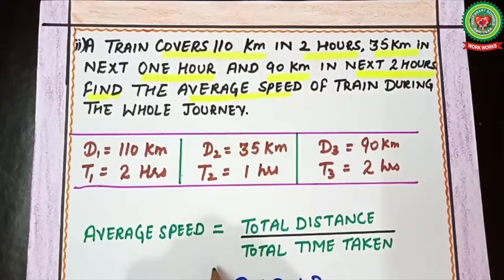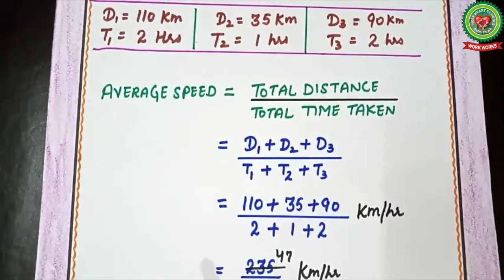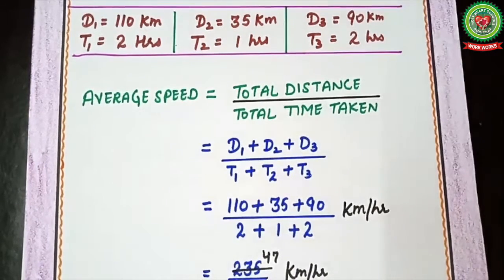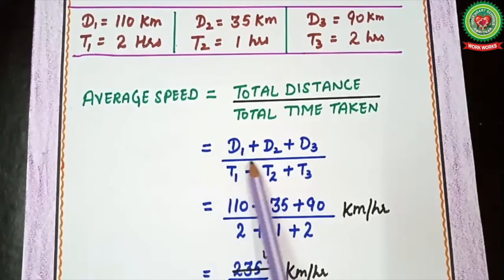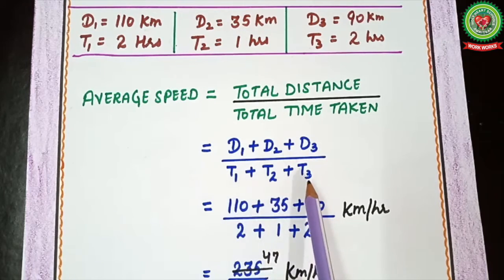For finding the average speed of this train, we have a formula, that is total distance upon total time taken. Right? So now here we will write total distance. What is the total distance? Total distance means we have to add all these distances. That means D1 plus D2 plus D3 upon total time taken, that will be T1 plus T2 plus T3.